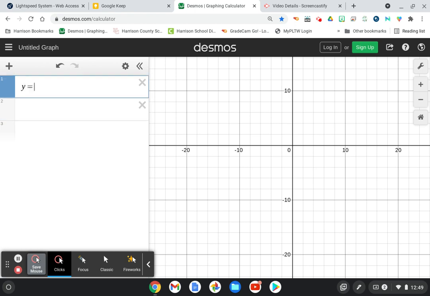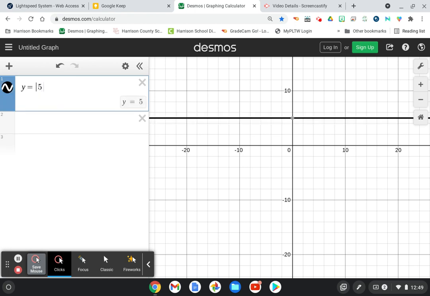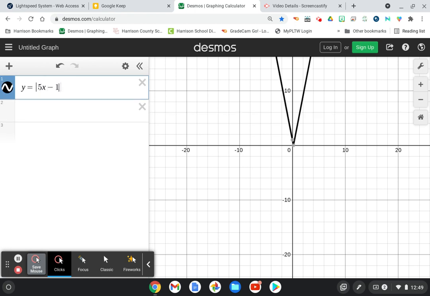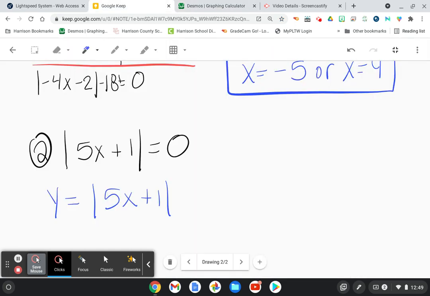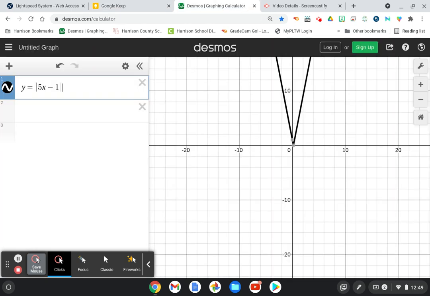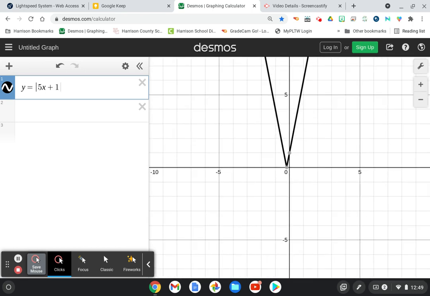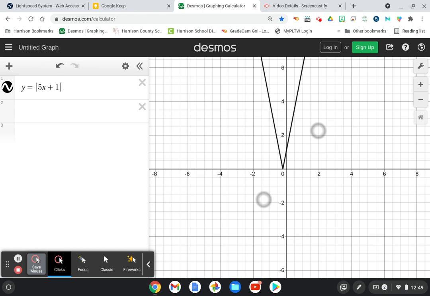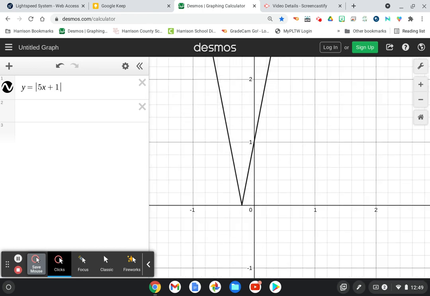All right, equals the absolute value of 5x minus 1. Oh, it was plus 1. Sorry about that. All right. So I hit the home button there to get me back to the home. And you can zoom in by hitting this plus.